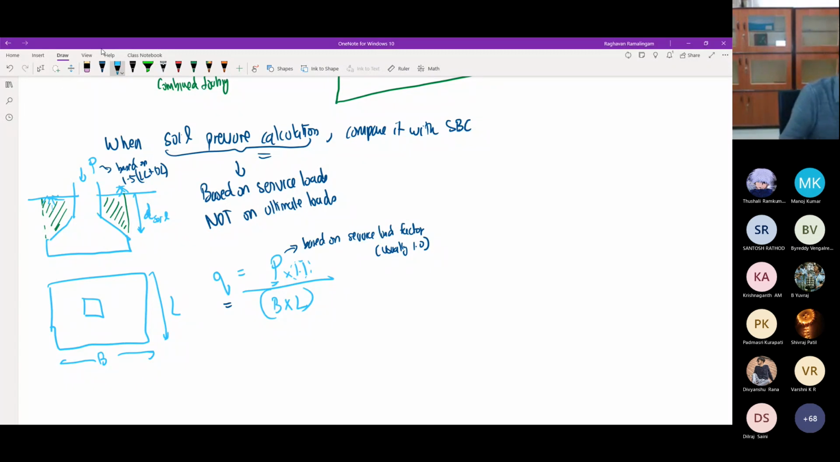This is known as backfill. So the weight of the backfill also sometimes needs to be considered.